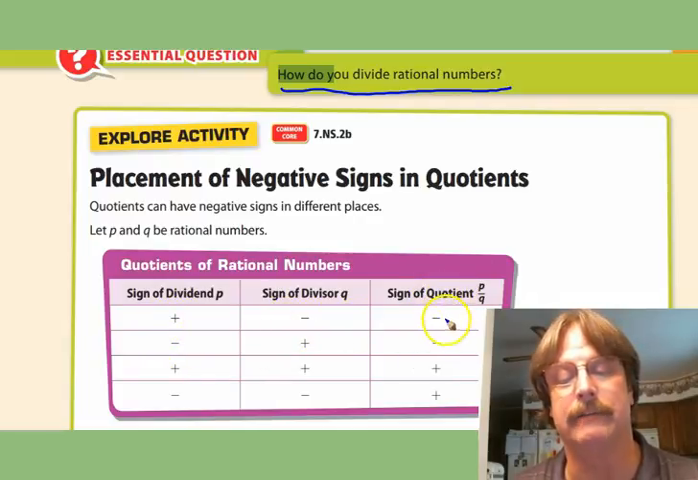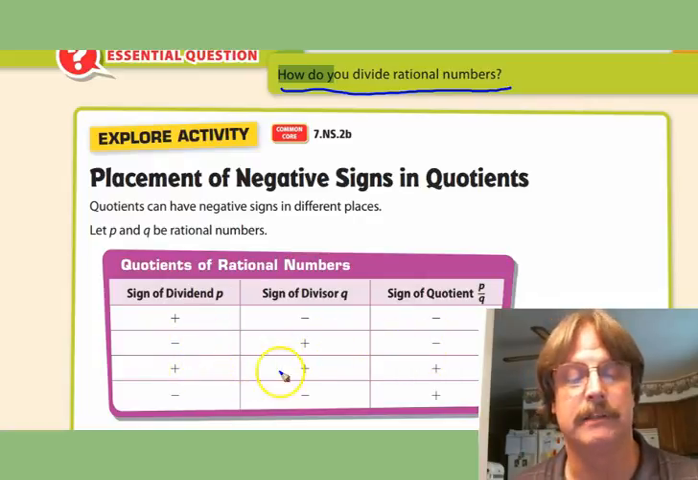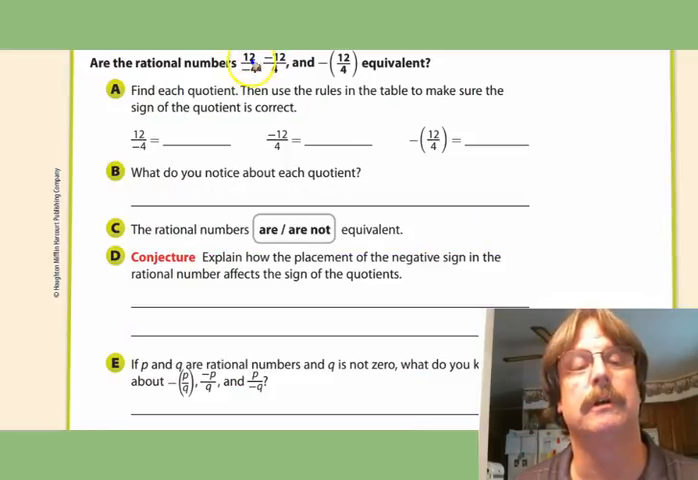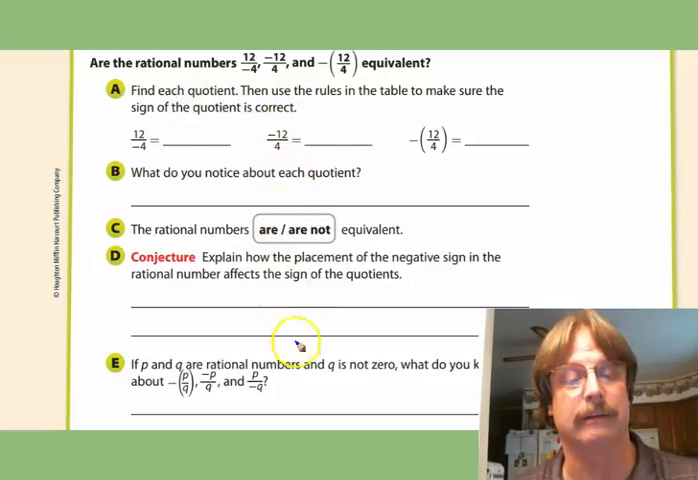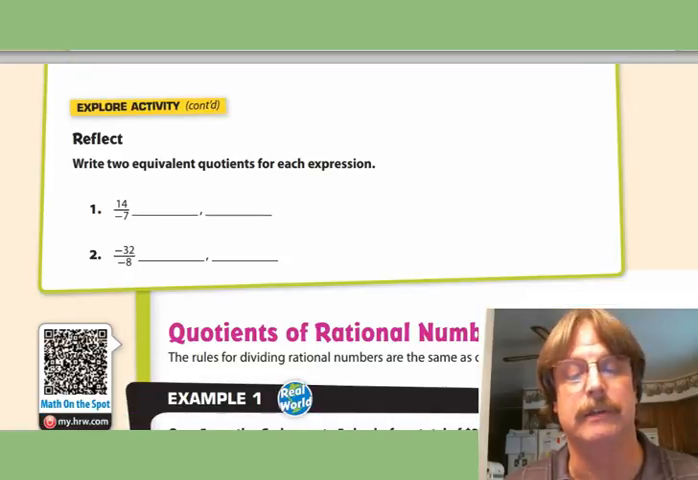Positive divided by negative is negative. Negative divided by a positive is negative. Same signs, we get positive answers. They give us some examples. We have the negative in front of the divisor. On this one, the negative is in front of the dividend. And here it's in front of the fraction bar. So are all three of these equivalent? Then you go ahead and do your work to figure out what these all are. You have a reflect question here to do that on.